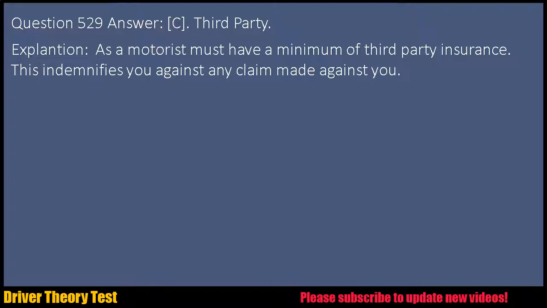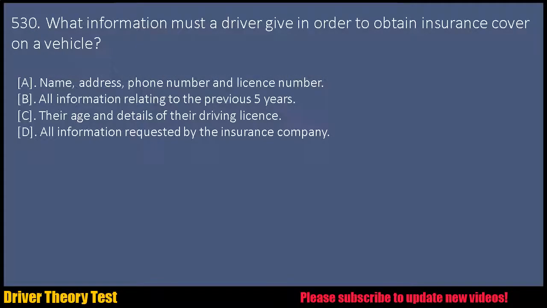Explanation: a motorist must have a minimum of third-party insurance. This indemnifies you against any claim made against you. Question 530. What information must a driver give in order to obtain insurance cover on a vehicle? A. Name, address, phone number and license number. B.